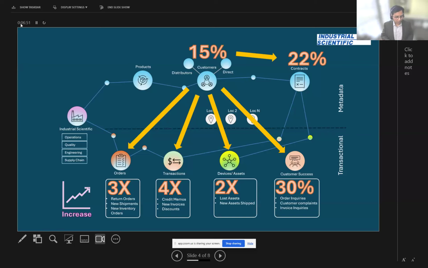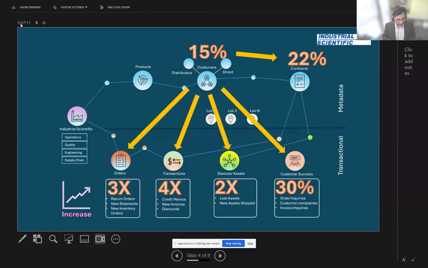But then 15% seems manageable. But what we were able to analyze is that 22% of our contracts were impacted by these 15% erroneous customers, and that led to about 3 times the number of orders that we had to place in terms of canceling the order, placing a reorder, and then shipping the orders.